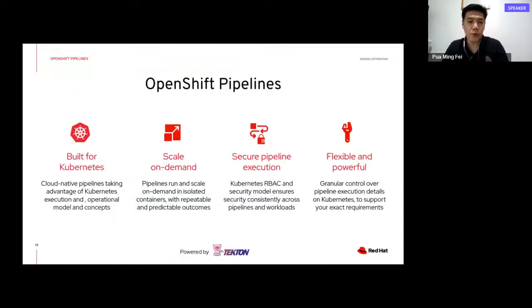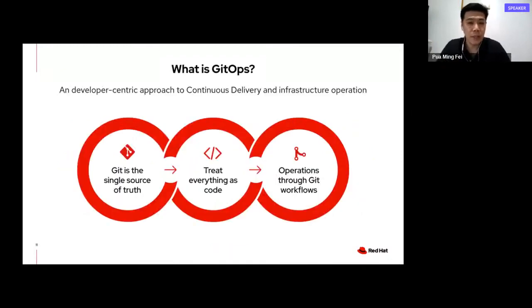Just for the audience's info, Red Hat OpenShift Pipelines is actually a cloud native CI/CD solution to build the CI/CD pipeline, and it is powered by the Tekton upstream project. Later in our demo, we'll make use of this OpenShift Pipelines as part of a CI/CD tool to execute the CI/CD pipeline.